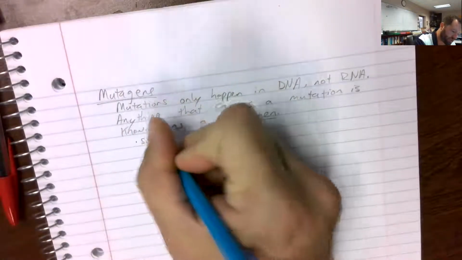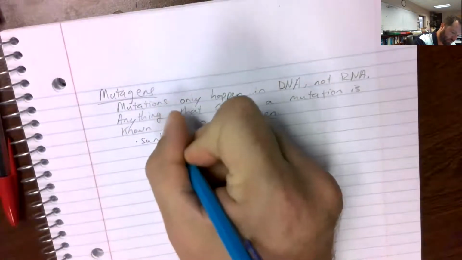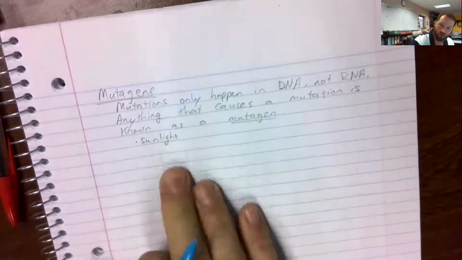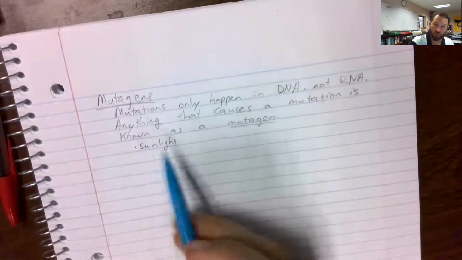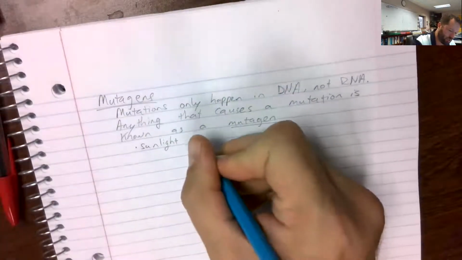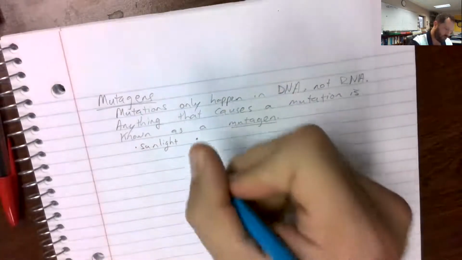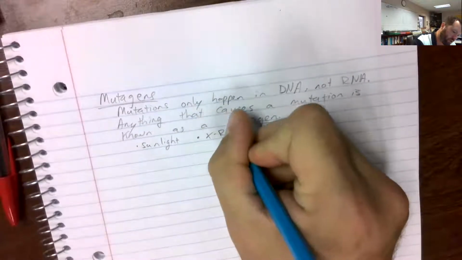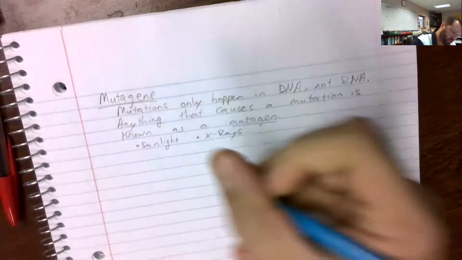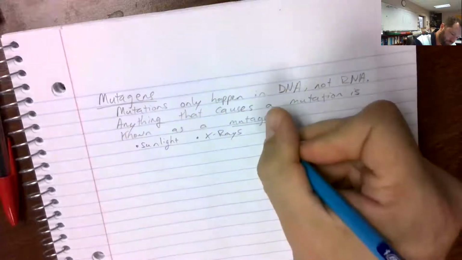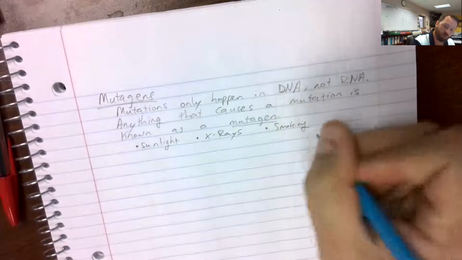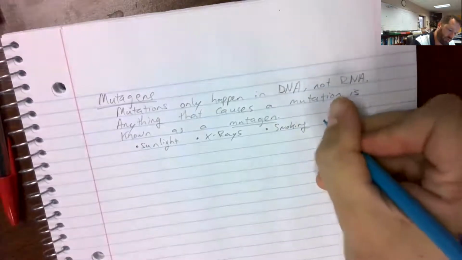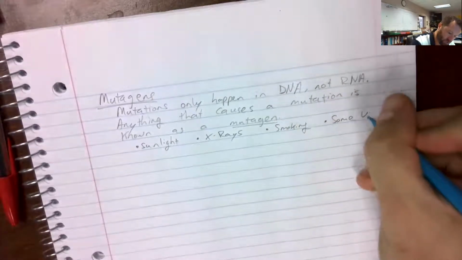I'm going to give you a small list, but quite frankly, this list could be a lot larger. Sunlight, you've heard if you go out and sit in the sun for too long, you can get all sorts of different problems. So wear sunscreen. Well, that's because sunlight is a mutagen. Also, X-rays, don't get too many of those in 1 year. They can definitely damage your DNA. Smoking, I think we've all probably heard, don't smoke. It's bad for you. Even some viruses can change your DNA.